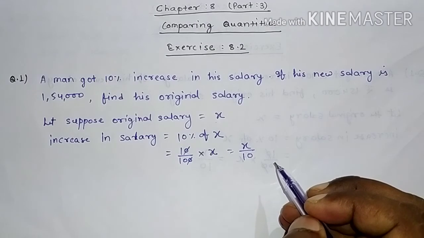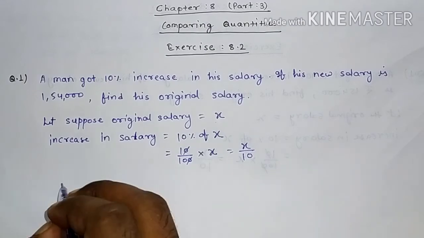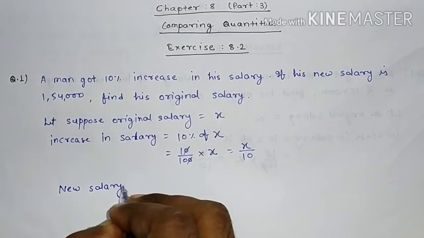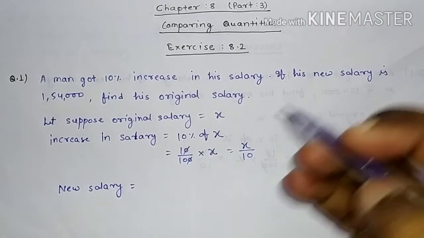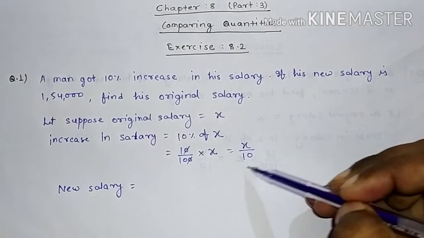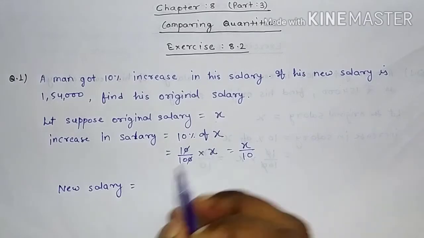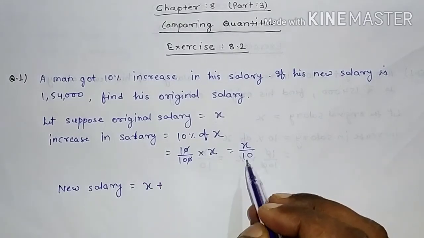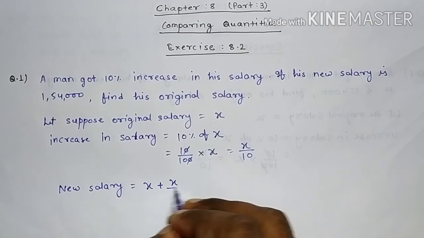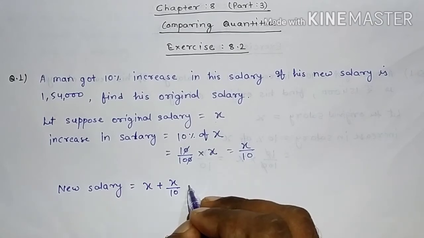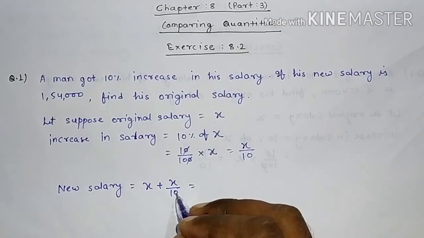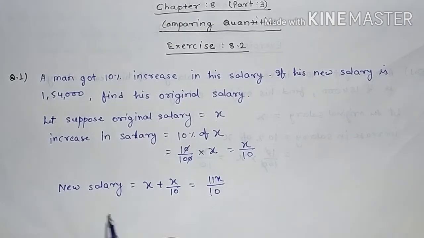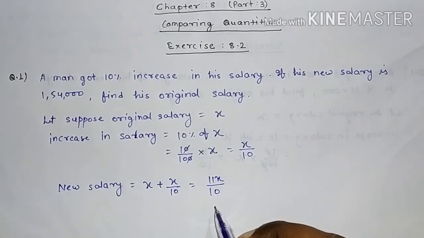So here, the new salary will be original salary plus increase in salary. So the original salary is X rupees plus the increase in salary, which is X upon 10 rupees. Just add this. If we simplify this, then 10x plus x, that is 11x upon 10 rupees. So the new salary is 11x upon 10 rupees.